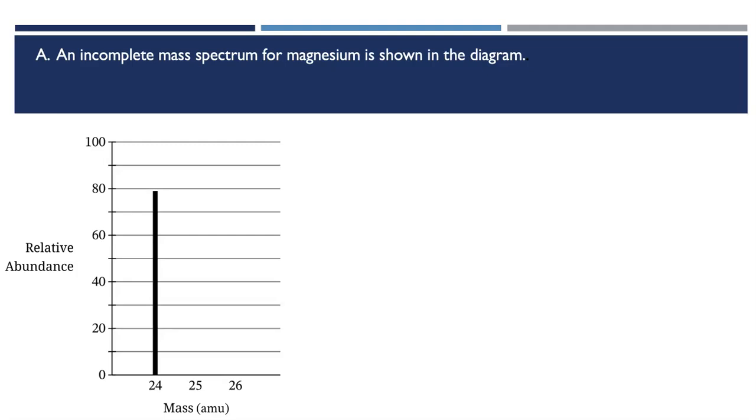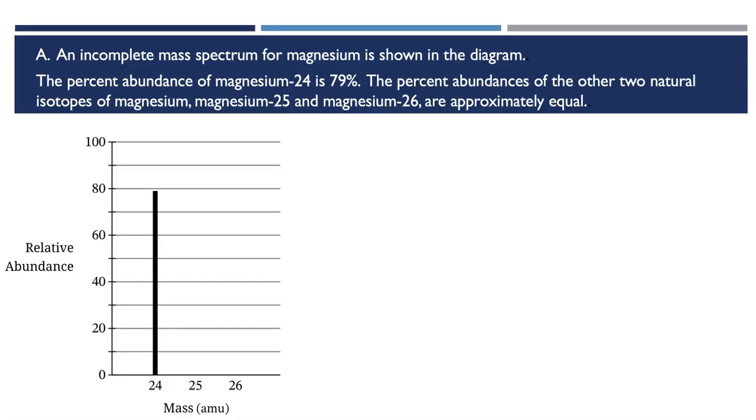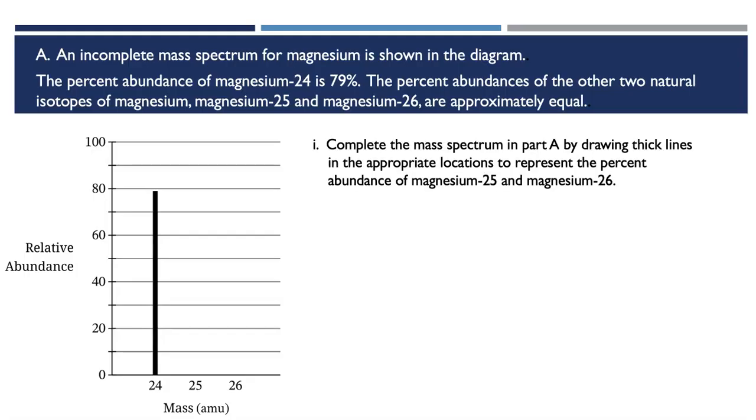An incomplete mass spectrum for magnesium is shown in the diagram. The percent abundance of magnesium-24 is 79%. The percent abundances of the other two natural isotopes of magnesium, magnesium-25 and magnesium-26, are approximately equal. So the question is, complete the mass spectrum in this part by drawing thick lines in the appropriate locations to represent the percent abundance of magnesium-25 and magnesium-26.